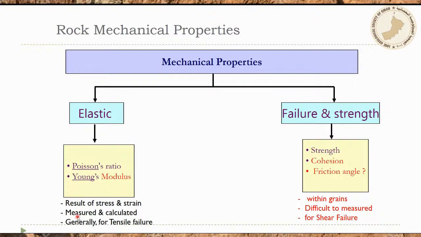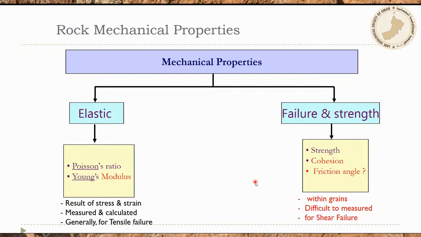These two are measured. We can measure them in the lab using core data or core plugs, and we can calculate them from the petrophysics logs. Generally, not always, and just to simplify things, these two parameters are used for tensile failure, of which hydraulic fracturing is one, and caprock integrity is one. We'll come to that later on.